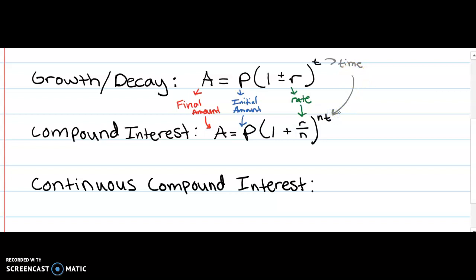Now the only difference with this one is this n here. Okay, so the only difference with this formula is that we have this n, and this is the number of times compounded in a year.